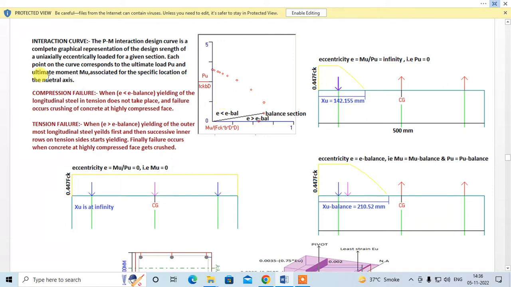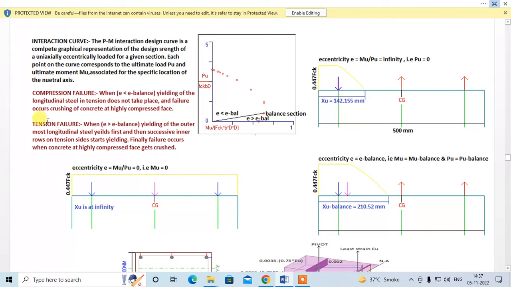Interaction design curve. The PM interaction design curve is a complete graphical representation of the design strength of a uniaxially eccentrically loaded column for a given section. Each point on the curve corresponds to an ultimate load Pu and ultimate moment Mu associated with a specific location of the neutral axis, right? So here we can see different points shown. For different depths of neutral axis, you get a unique value of Pu and Mu, which are plotted. When you join these, you get a PM interaction diagram, and that curve gives us the ultimate load and ultimate moment carrying capacity of the section at different locations of the neutral axis, right?